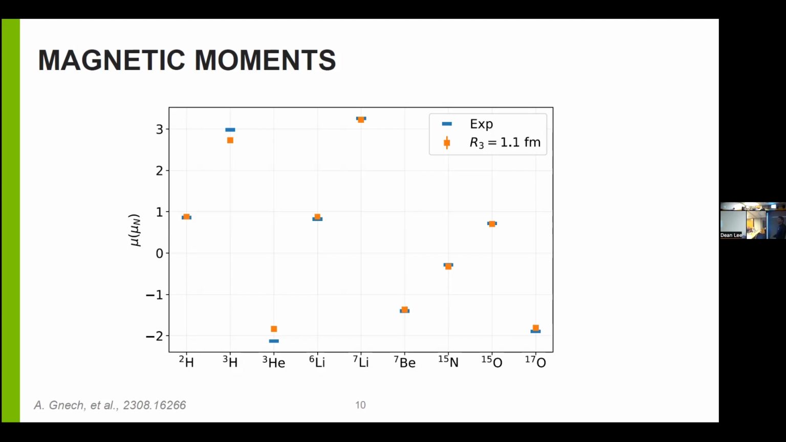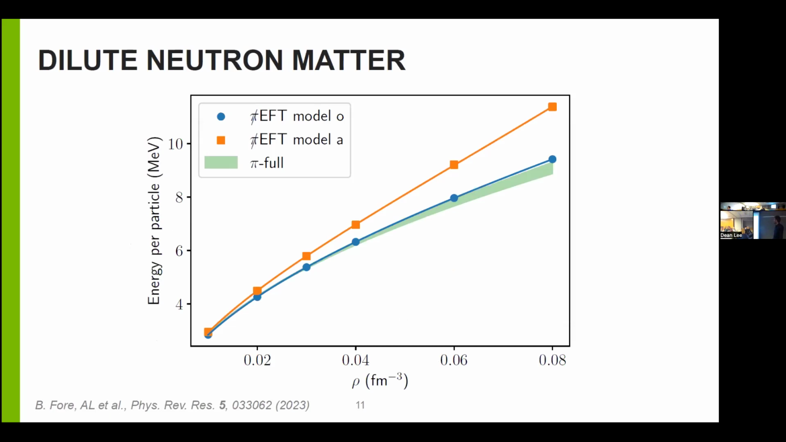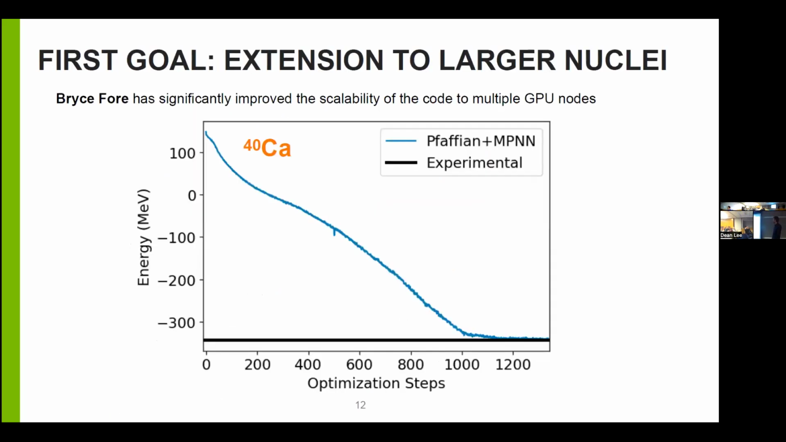So basically, I wanted to stress that this is a good indication that the neural network is learning the shell structure of the nucleus, because we start from a hidden nucleon ansatz, which is completely agnostic to shell structure. There is no spherical harmonics, nothing. It's completely random. And when we train it, it actually learns the shells. Then we moved on with Bryce to neutron mass calculation, but I will skip this.